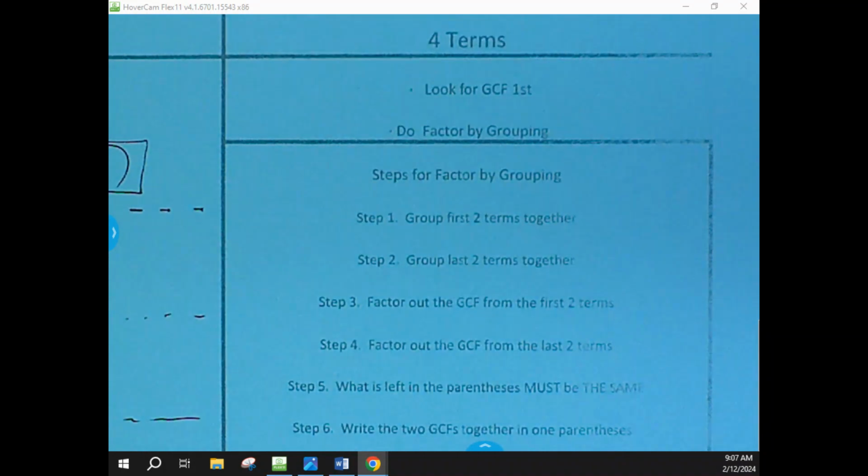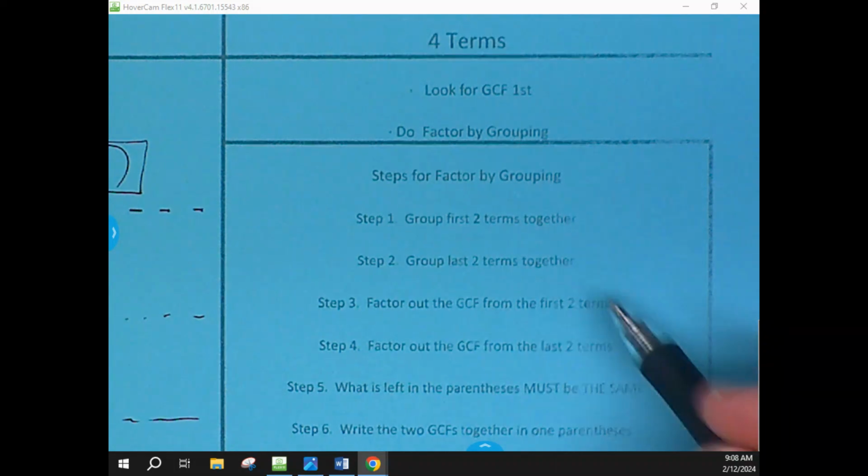So with four terms, we're still always looking for greatest common factor first. We're going to do factor by grouping as we go through this one. Okay, so four terms, factor by grouping. The very first thing is you're going to group your first two terms together, and you're going to put parentheses around the first two terms.